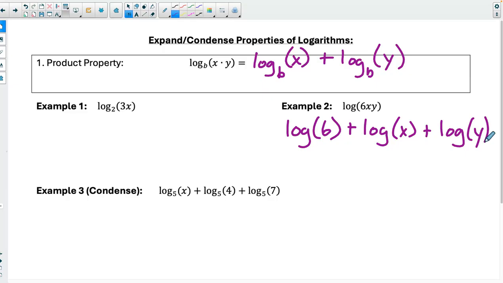A benefit of expanding here is if you notice, when I expanded this out, I now have log 6. I could calculate that if I wanted to. You don't need to. We're not solving anything right now. We're just expanding. I want you to expand number 1.